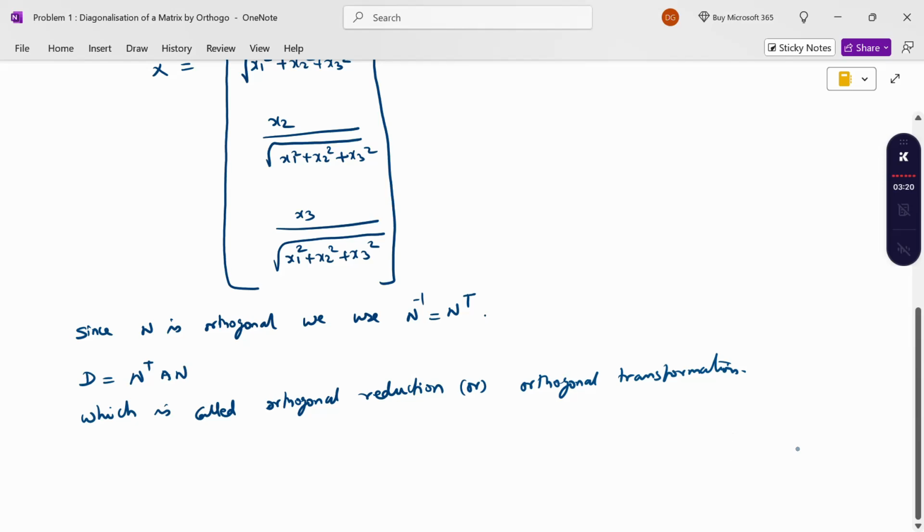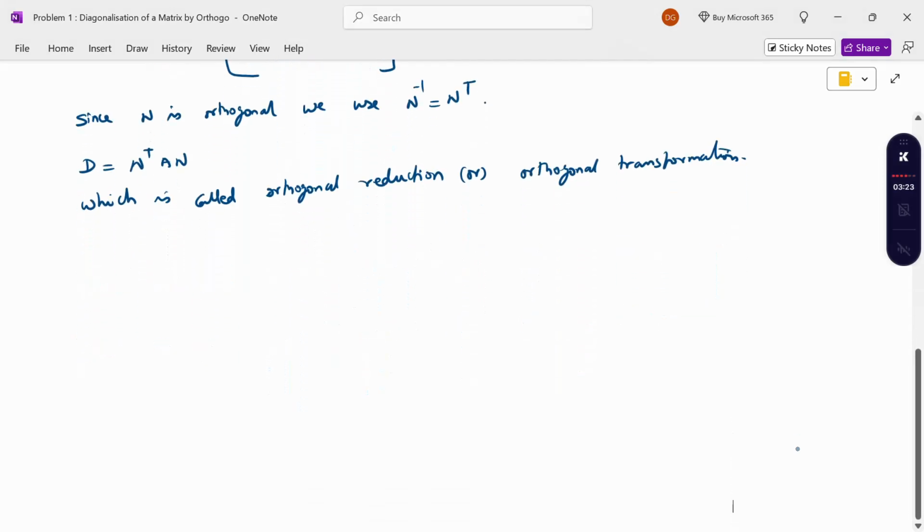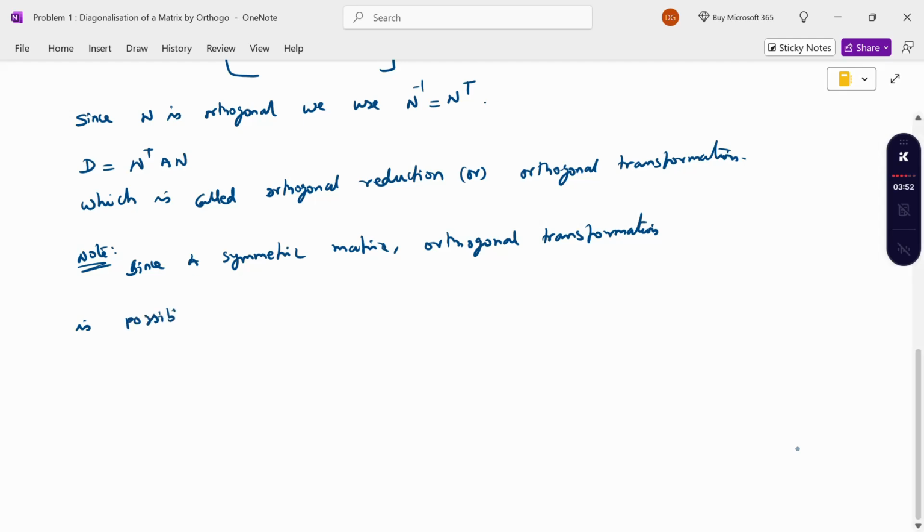So now, some note: orthogonal transformation of a symmetric matrix is possible only for a real symmetric matrix.